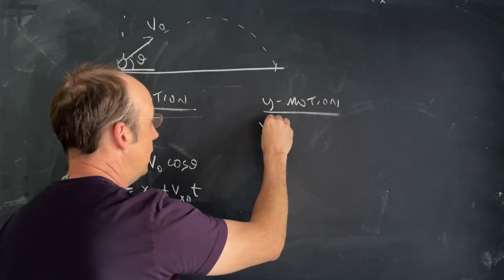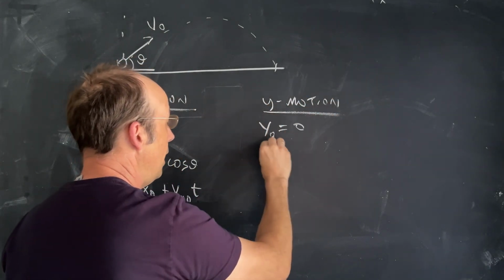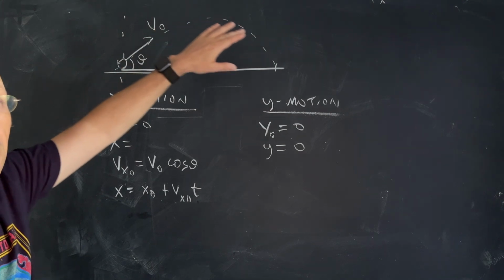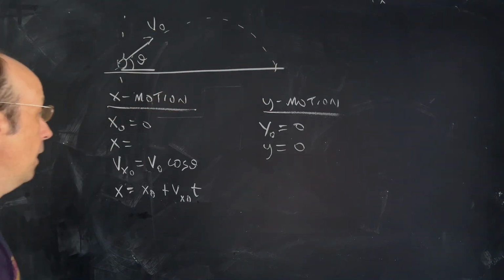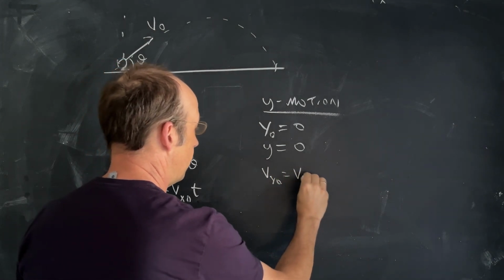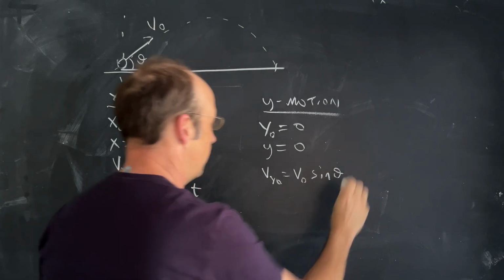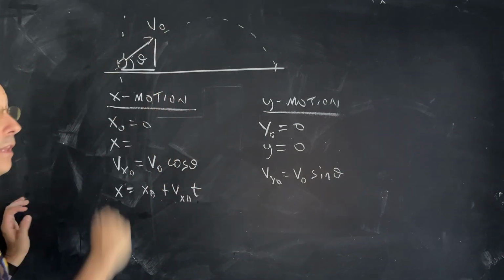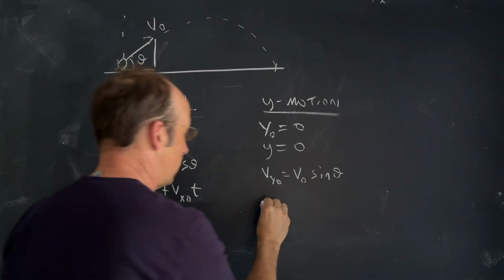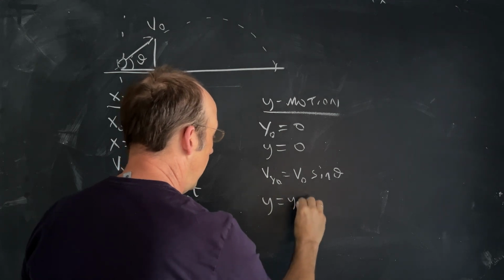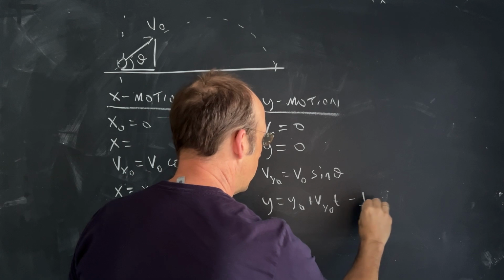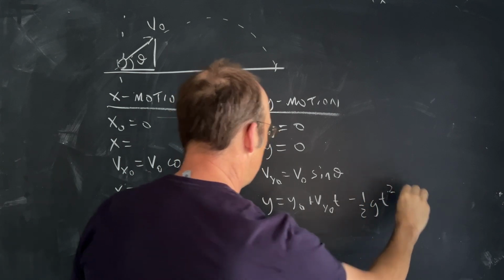In the y motion, its initial position is 0. Its final position is also 0. It's going to start here and land at the same y level. Its y velocity, vy0, is v0 sine theta, right? Because that's going to be this side right there, the opposite. And the kinematic equation I really care about here looks like this: y0 plus vy0 t minus 1/2 g t squared.